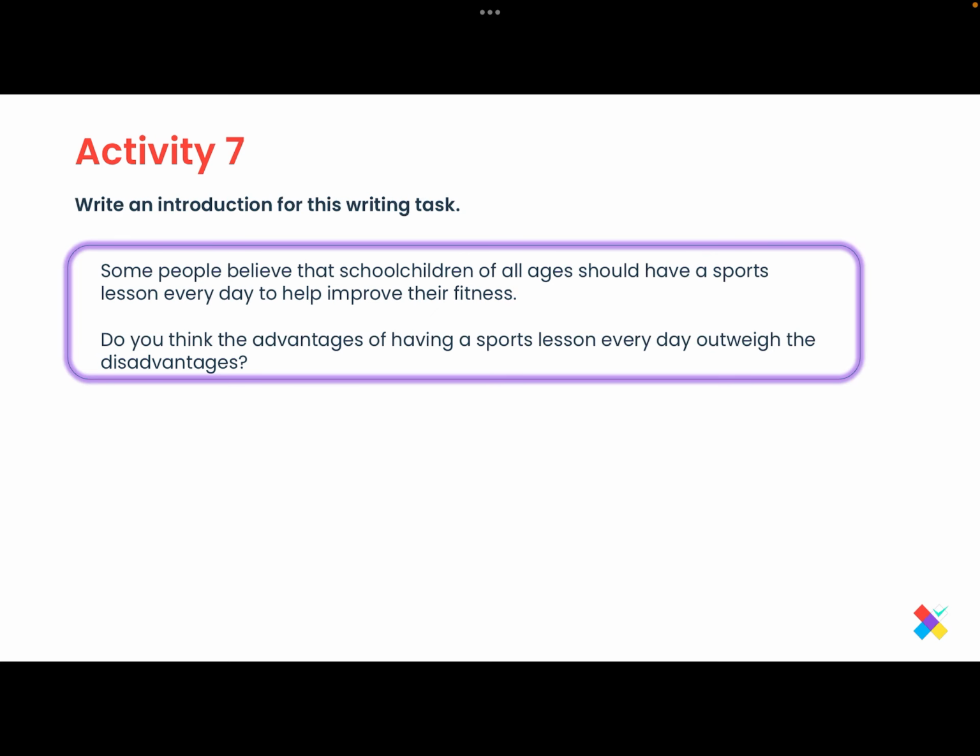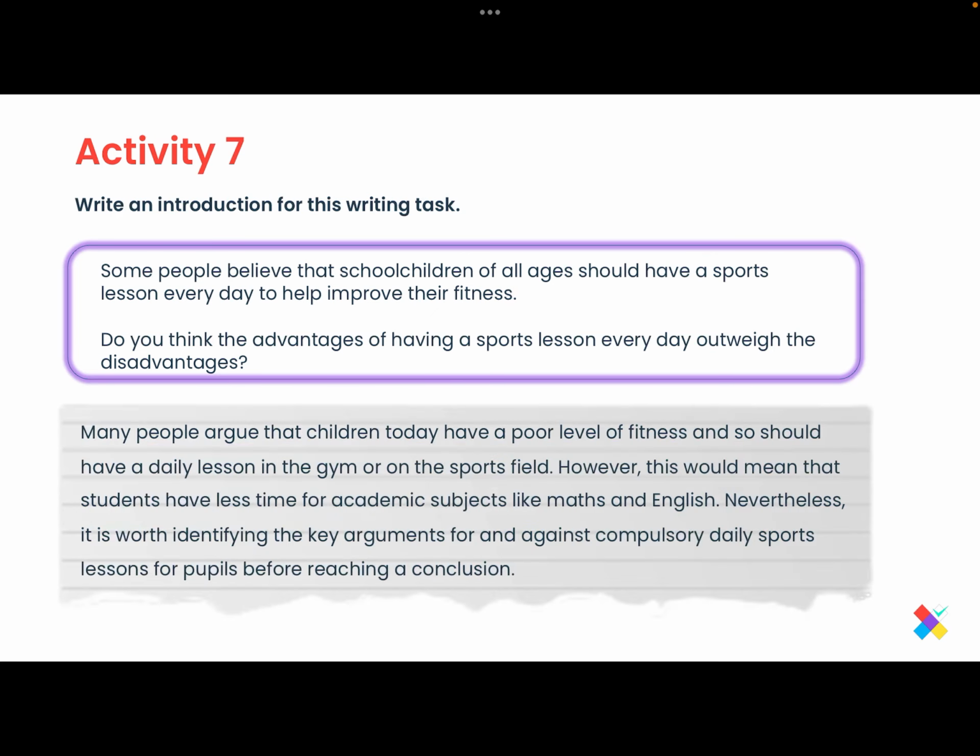Okay, time's up, and this is a sample introduction that I have for you. As you can see, it's a 3-sentence introduction which follows the plan from the previous activities. Again, let me know what your introductions are in the comment section.